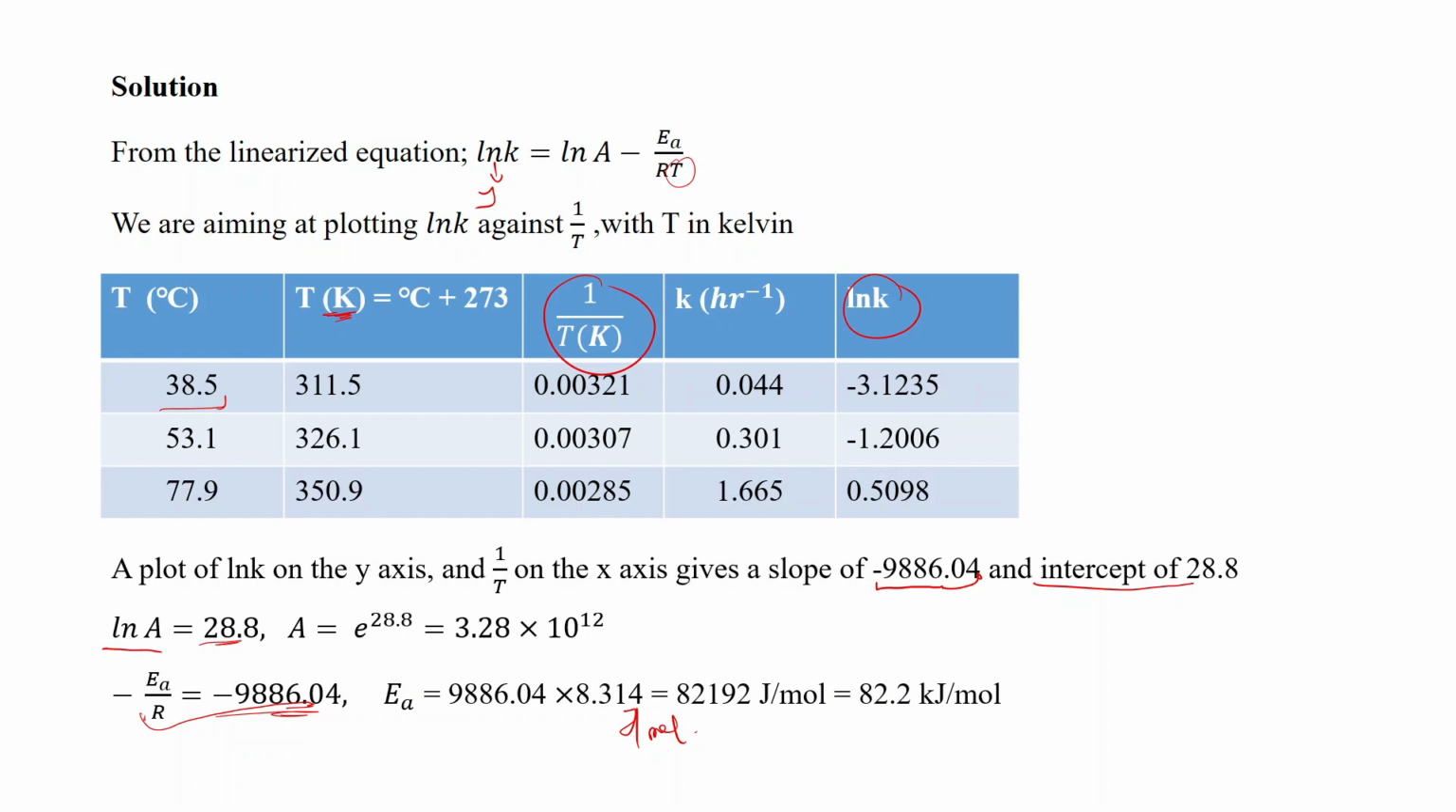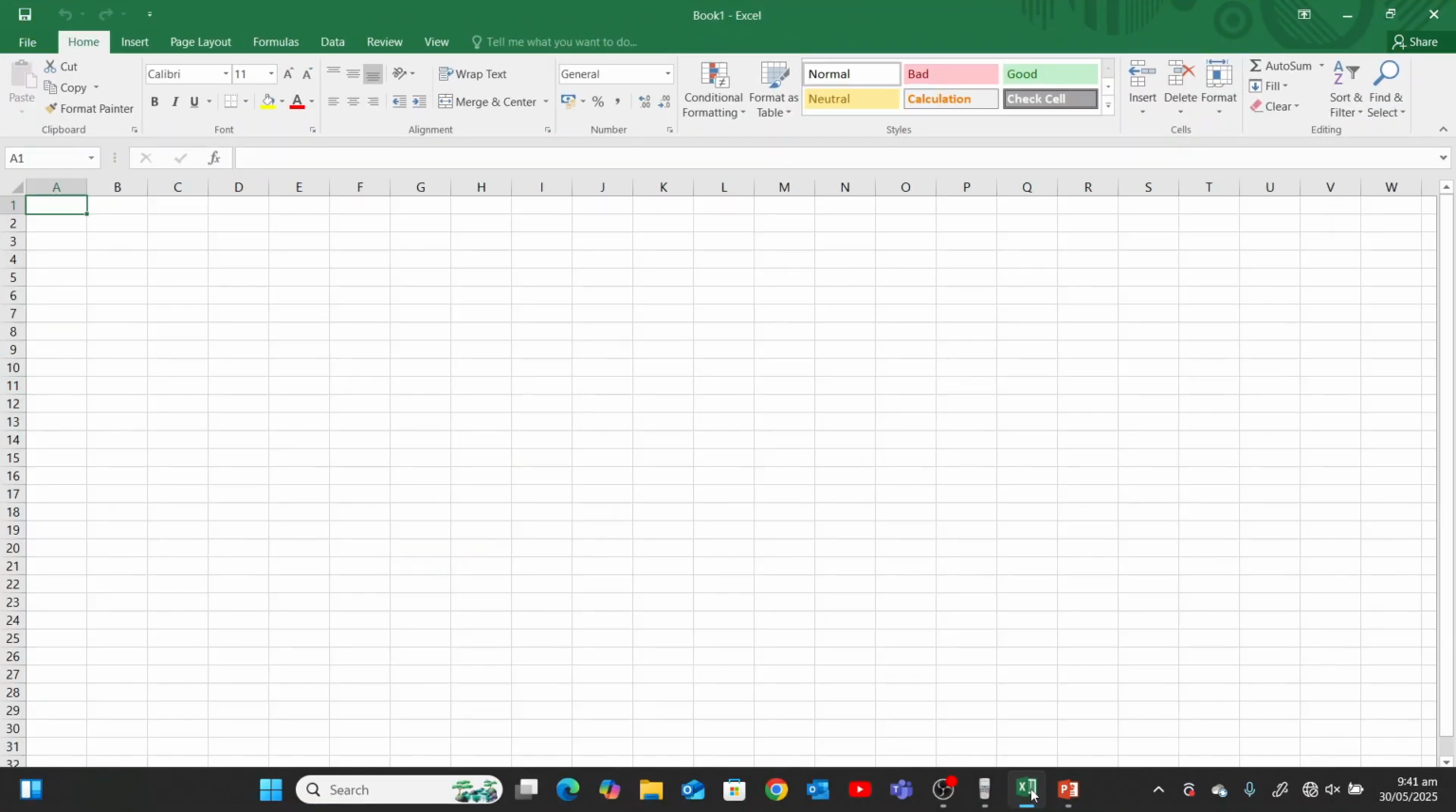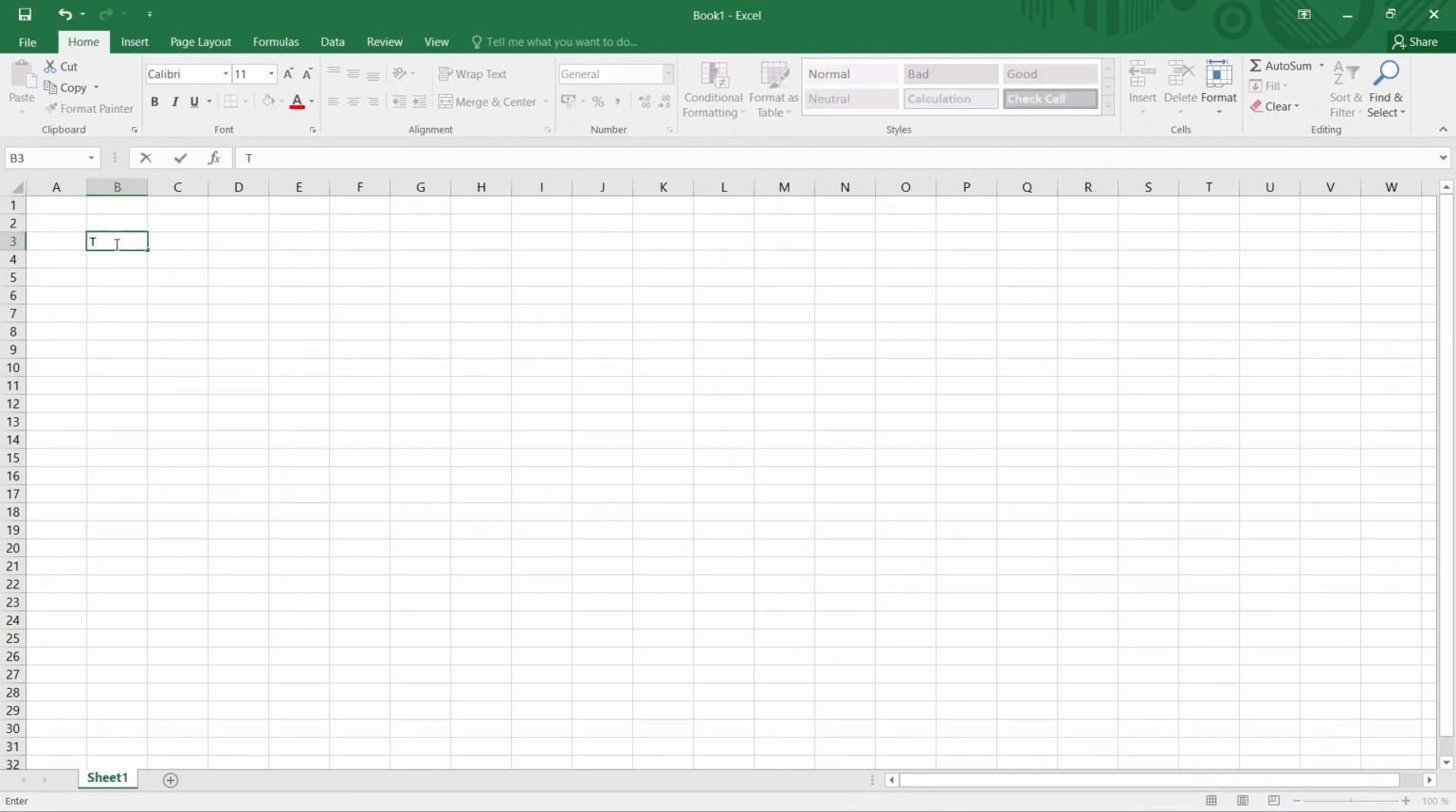You can still use Excel to do this, so I'll try and illustrate that. So we have our T, which is in degrees Celsius, so let me use C. Our temperatures were 38.5, 53.1, and 77.9. And then we find our temperature in Kelvin, so equal to this plus 273, and then we can drag. Then 1 over temperature, so equals 1 divided by this, and then we can drag.